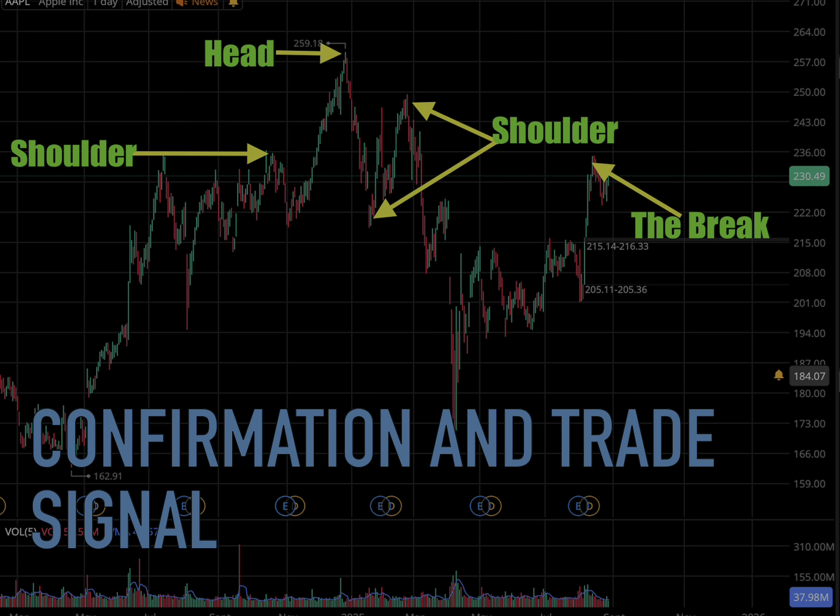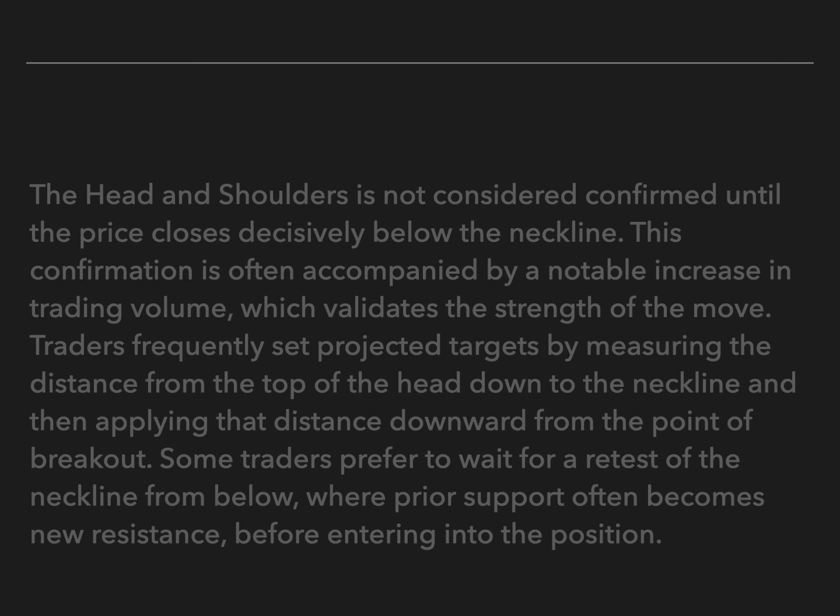Confirmation and trade signal. Head and shoulders is not considered confirmed until the price closes decisively below the neckline. This confirmation is often accompanied by notable increases in trading volume, which validates the strength of the move. Traders frequently set projected targets by measuring the distance from the top of the head down to the neckline and then applying that distance downward from the point of the breakout. Some traders prefer to wait for a retest of the neckline from below, where prior support often becomes new resistance, before entering into the position.